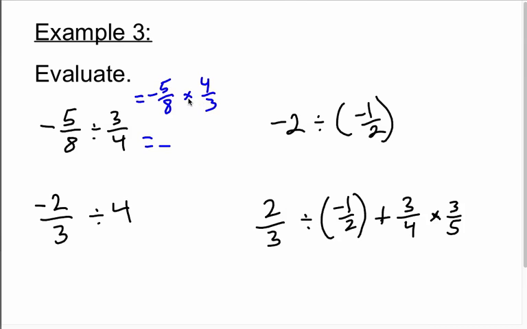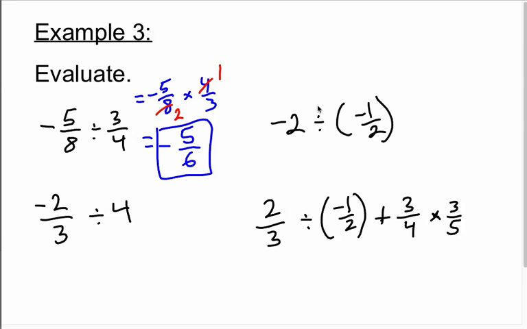Let's see if anything cancels. 5 and 3 cannot divide by anything here, but 8 and 4, we divide by 4, we get 1 and 2. So when we multiply that, we get 5 times 1 is 5, and on the denominator we get 2 times 3 is 6, so that is -5/6.